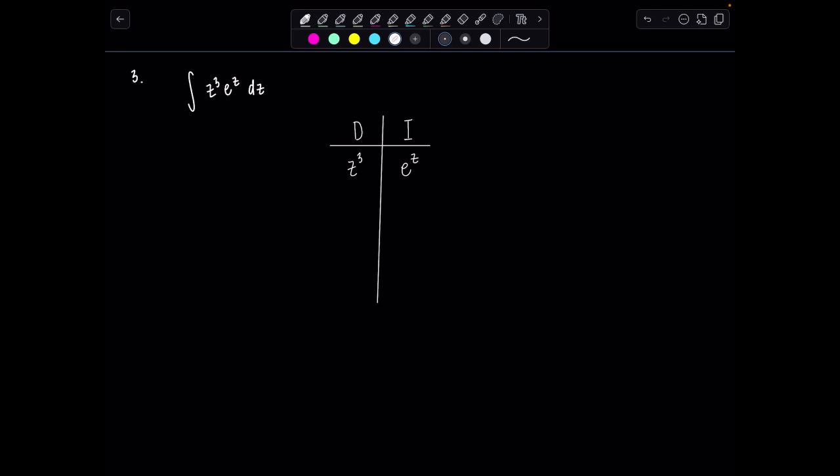Okay, derivative of z cubed, 3z squared. Excellent. Keep it going. We're not at 0 yet. Derivative of 3z squared, 6z. Again, 6. And then finally, at long last, 0. Okay. Now we can integrate e to the z. Oh, this is relaxing. Look at us here. E to the z, it's easy.